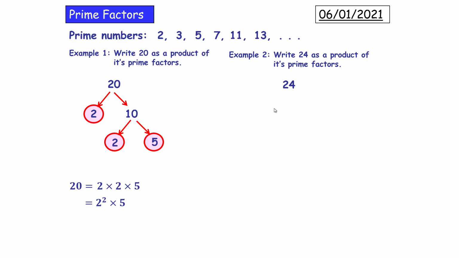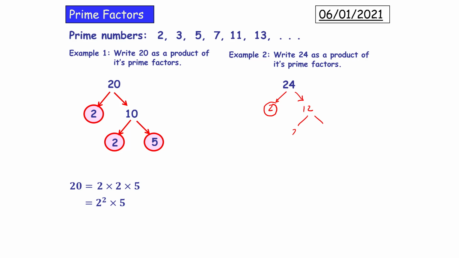This time, let's try 24. Okay, so let's have a look then. We always check to see if 2 goes, because 2 is the smallest prime number. In this case, it does. 12 times. 2 is prime, so we circle it. And we go after the 12 then.